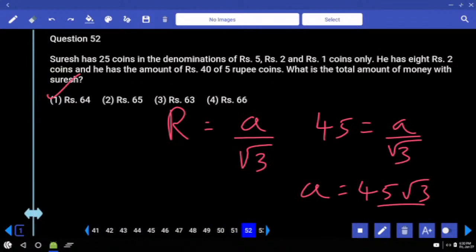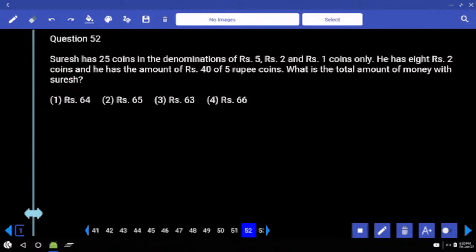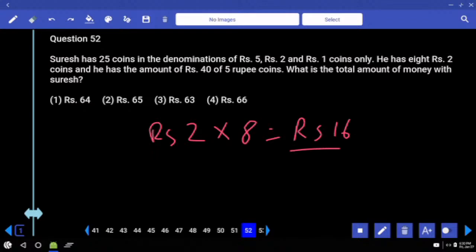Next, 52. It's a simple question only. Suresh has 25 coins, and the denominations are rupees 5, rupees 2 and rupees 1 coins only. He has 8 two-rupee coins. 8 two-rupee coins means 2 into 8. What is the value of it? Rupees 16. Yes or no? And he has the amount of rupees 40 with 5 rupee coins. What value came for the 5 rupee coins? 40 came, right? So how many 5 rupee coins are there? 8.